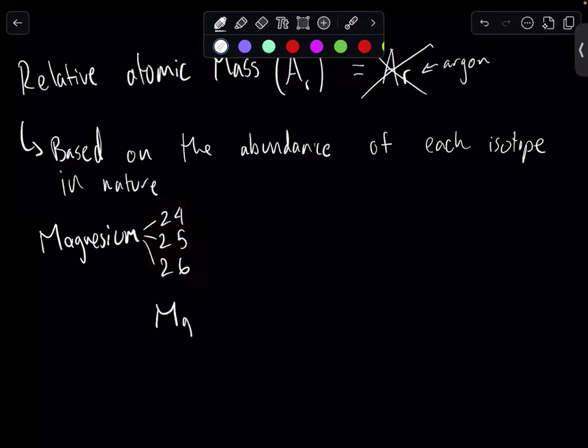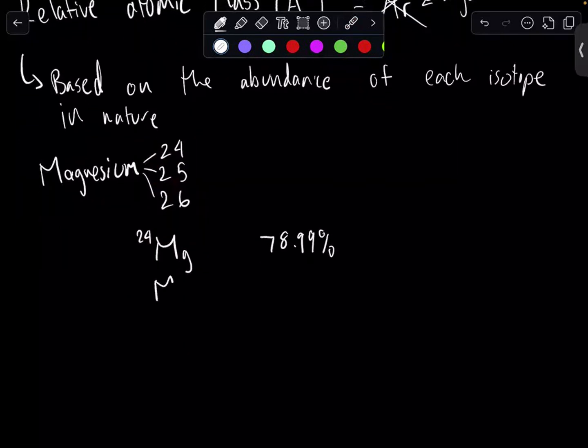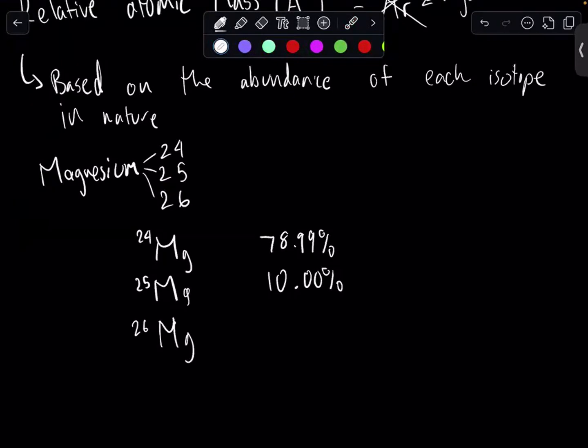So if we look at magnesium 24, we find that about 78.99% of magnesium is magnesium 24. If we look at magnesium 25, we find that only about 10.00% is magnesium 25. And for 26, you can figure that out by doing 100 minus that. It's a percentage, which gives you 11.01% magnesium 26.